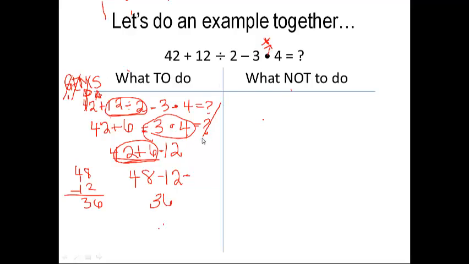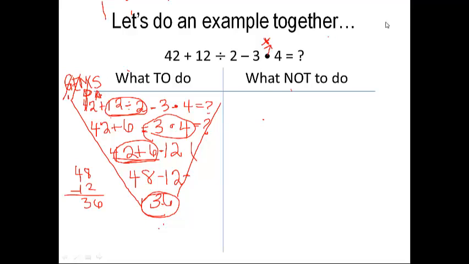Notice that this gets smaller and smaller. It's our tornado. As you're doing steps one at a time, it gets smaller and smaller and leaves you with the very last, and then you circle or box your answer here: 36. Alright, what not to do?